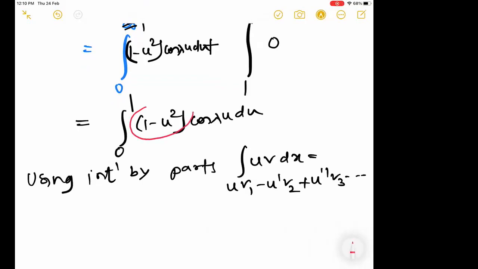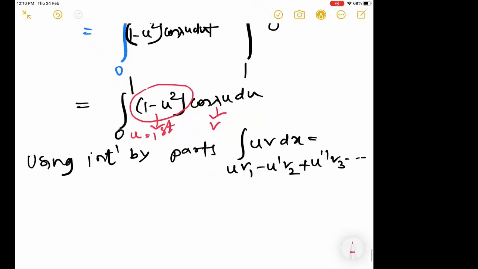Always the algebraic function is the first function. 1 minus u. Yes, anybody want to ask anything? So the first function is 1 minus u square, the second function is cos lambda u. So this is like your u and this is like your v. Correct? So apply this generalized result.